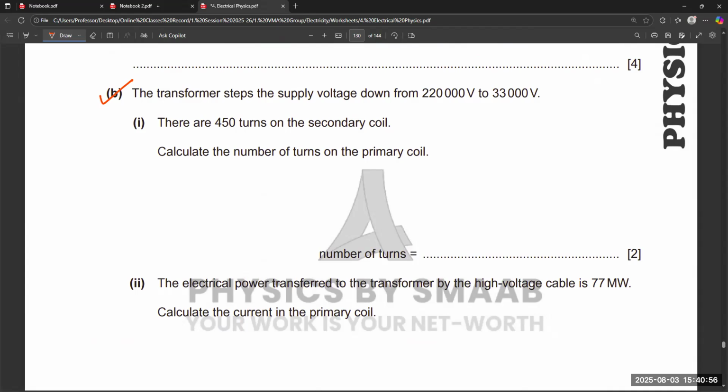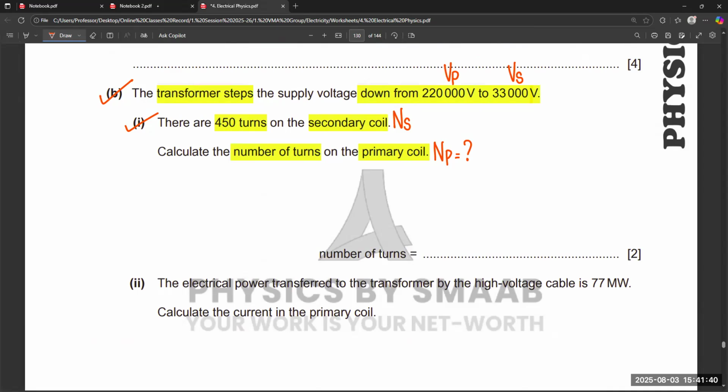And part B: the transformer steps the supply voltage down, so it is a step down transformer, from 220,000 volt to 33,000 volt. So this is the voltage of the primary, and this is the voltage of the secondary because it stepped down. And there are 450 turns on the secondary coil. Calculate the number of turns on the primary coil. Basically, the number of turns on the secondary coil is given, and the primary coil is not given.